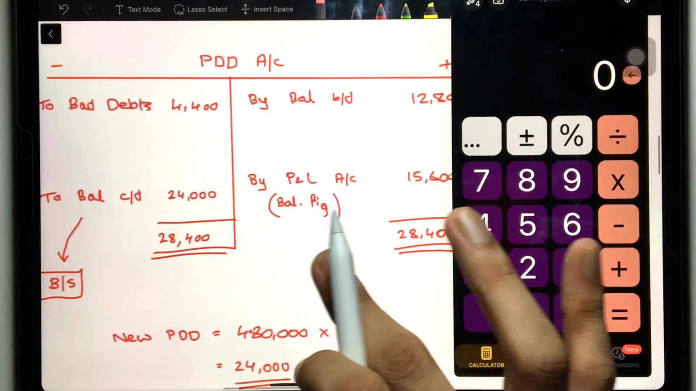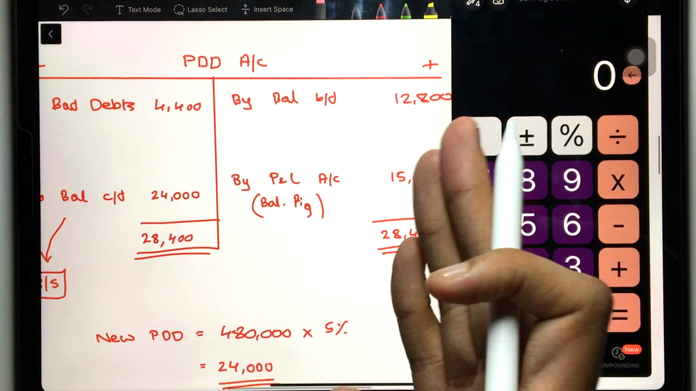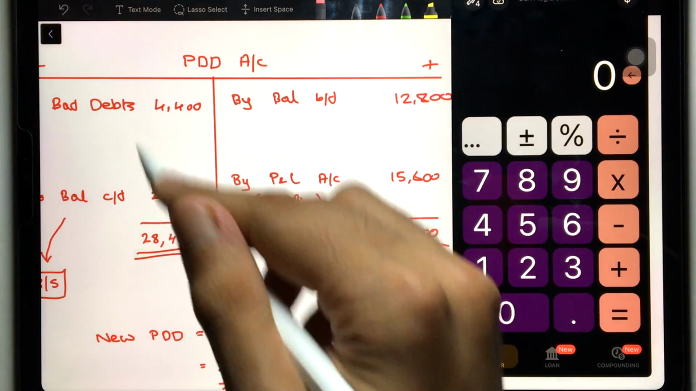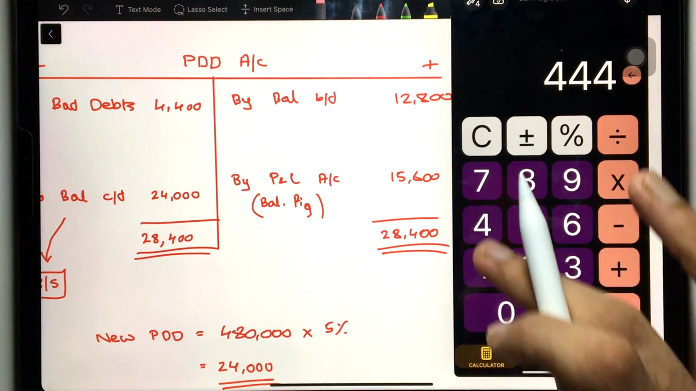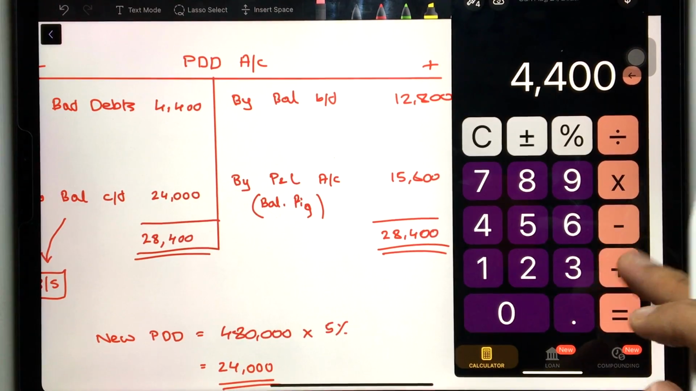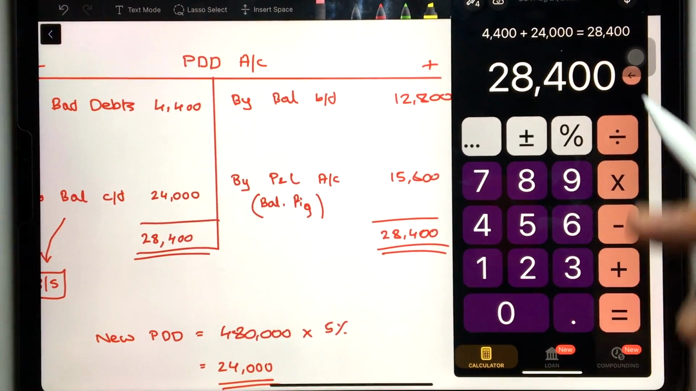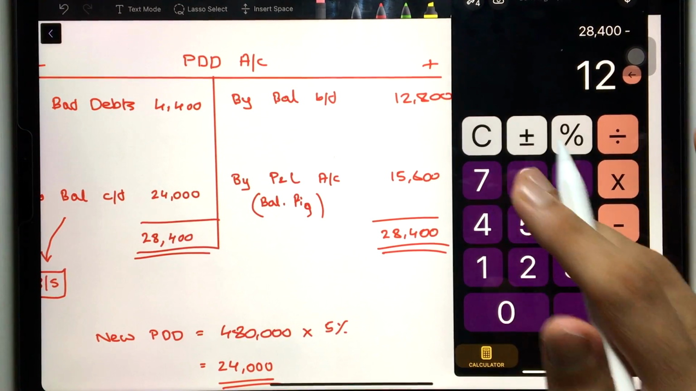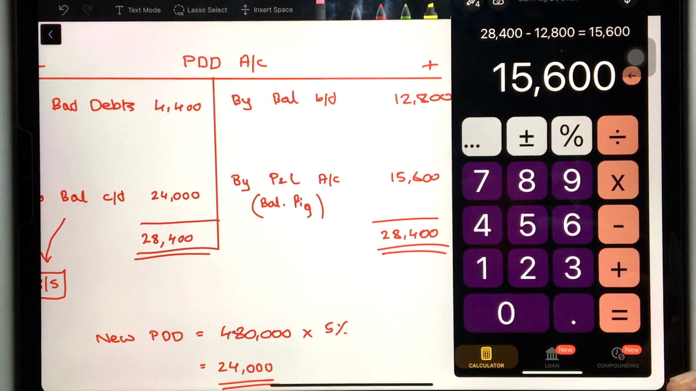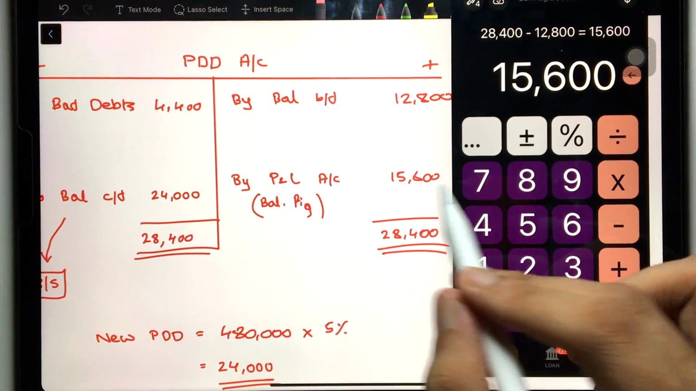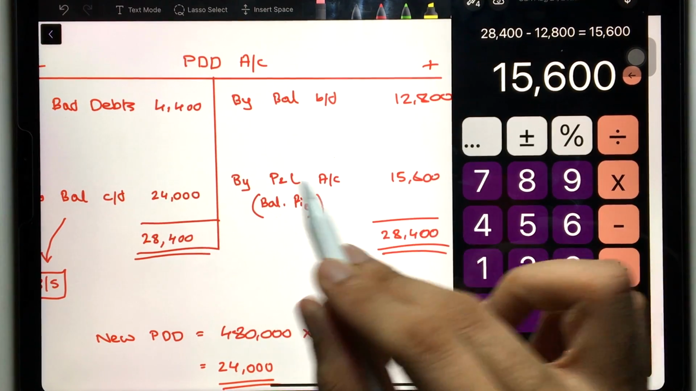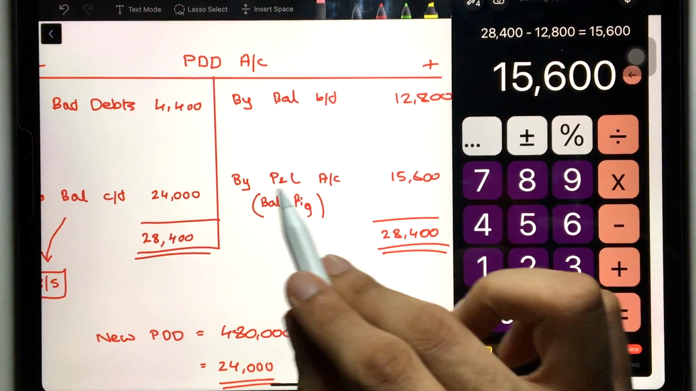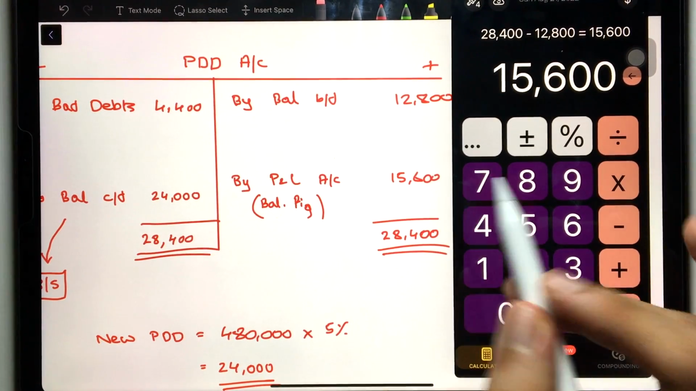You just have to see which side is bigger. Sometimes this side can be bigger or that side can be bigger. Now here in this case, this side is bigger. 4,400 plus 24,000 is equal to 28,400. Write it on both the sides. Minus 12,800 is equal to 15,600. So 15,600 is the P&L effect, by profit and loss account, 15,600.